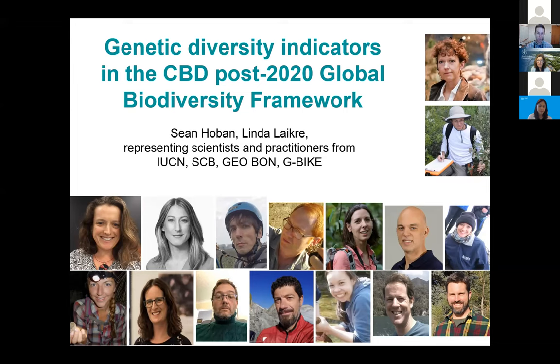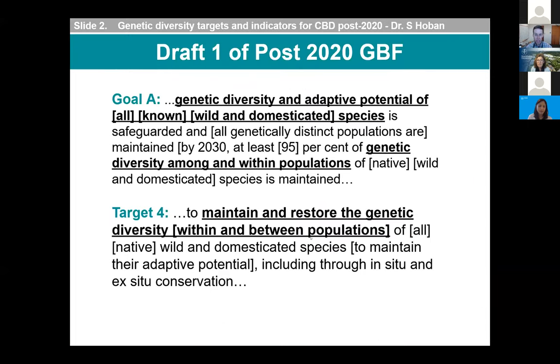My name is Sean Hoban. I'll be presenting on behalf of a diverse group of scientists from around the world, working with different organizations who have developed genetic diversity indicators for use in the post-2020 global biodiversity framework. As you know, genetic diversity is a key component of both Goal A and Target 4 of Draft 1 of the GBF.